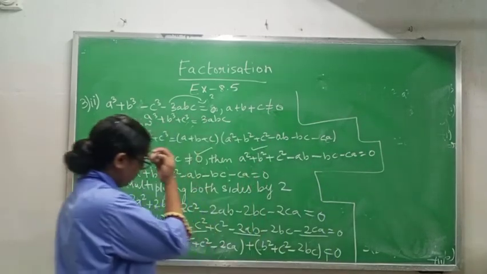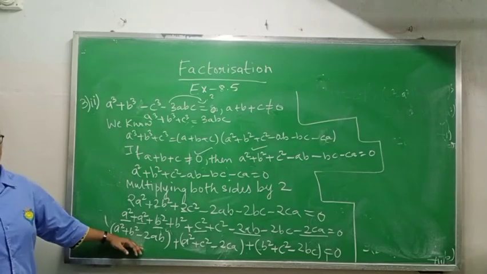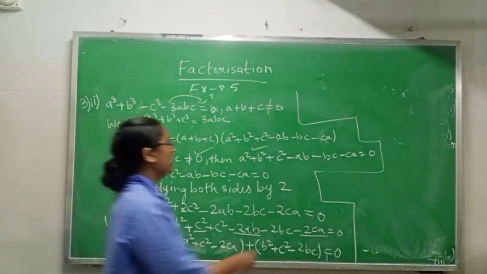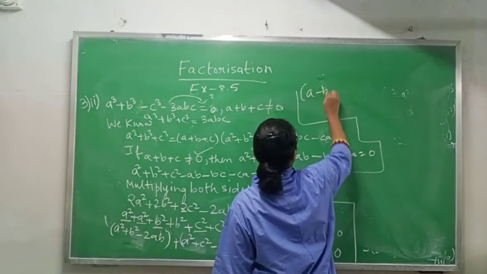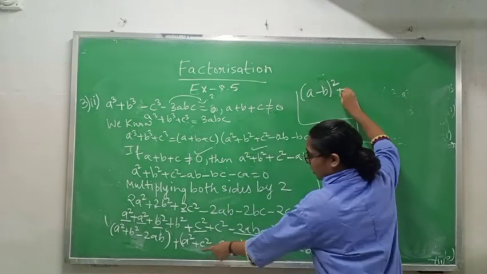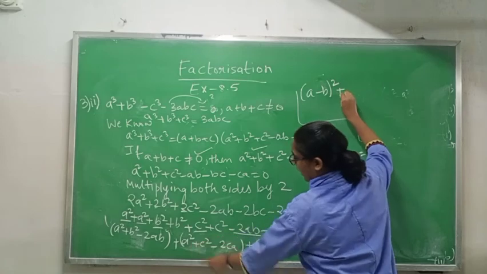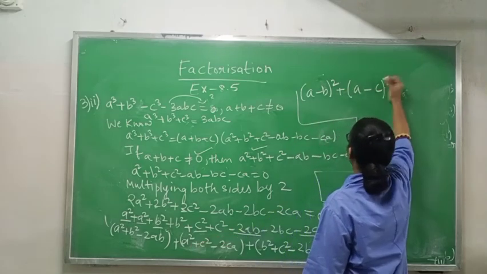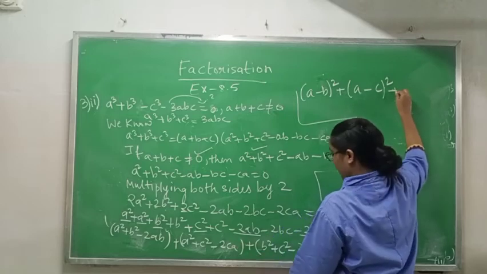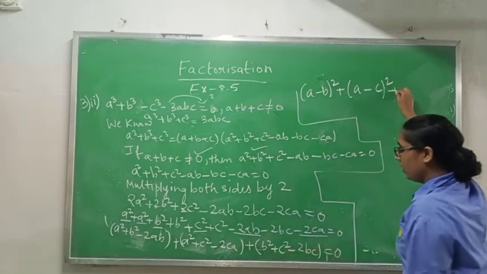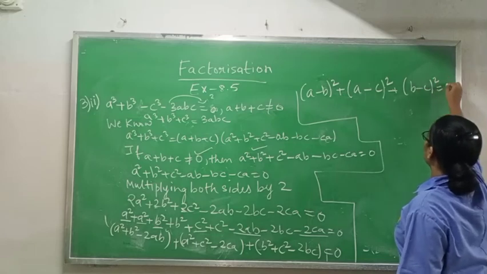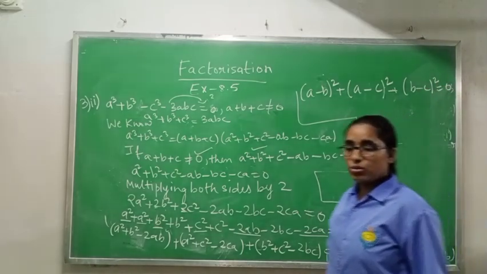Okay. Now you can see this one is the formula of a minus b whole square. a square plus b square minus 2ab, the formula is a minus b whole square. Same, it is also the formula of a minus c, in place of b, in this question it is c. Again b square plus c square minus 2bc means b minus c whole square. Okay. Understood up to here?